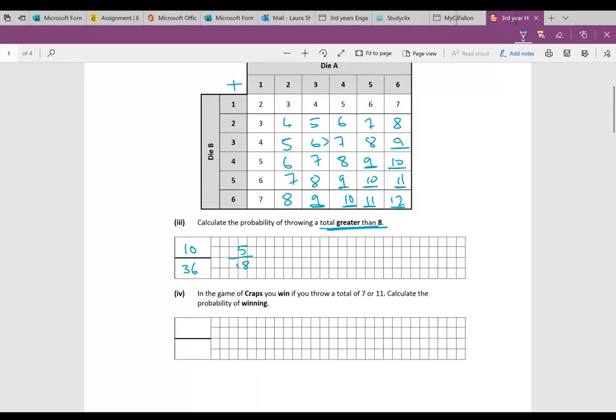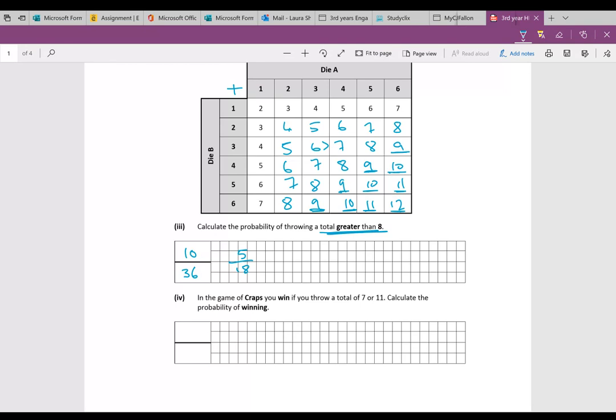In a game of craps, if you throw a total of 7 or 11, so if I circle all of the 7s and 11s, okay, I actually have 8. So I've got 1, 2, 3, 4, 5, 6 7s and 2 11s. So 8 out of 36. Okay, and remembering that we should be looking to get that in our simplest form, so 2 over 9.